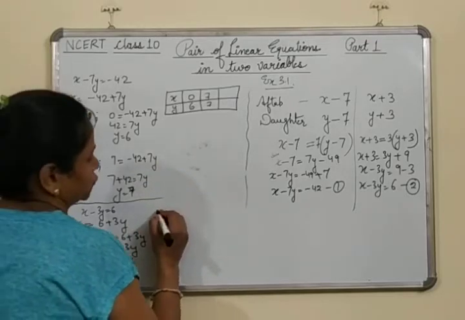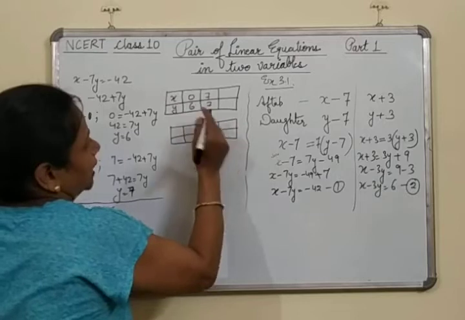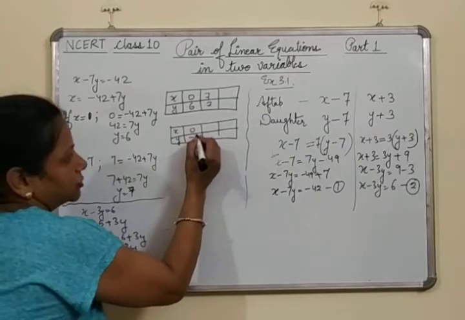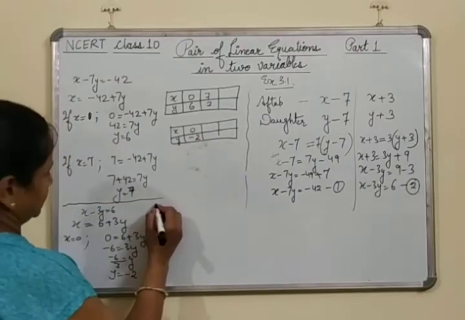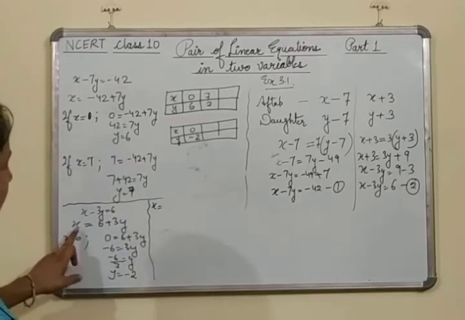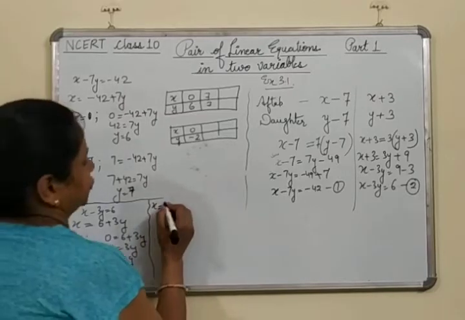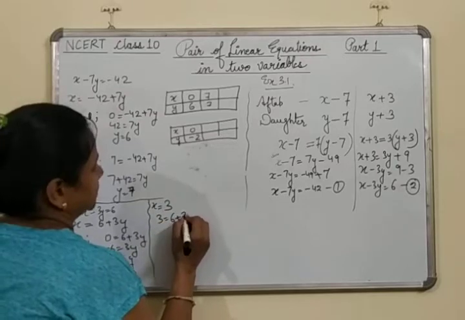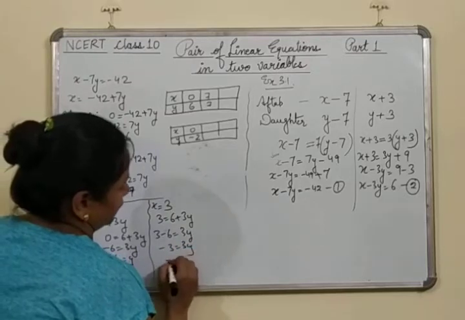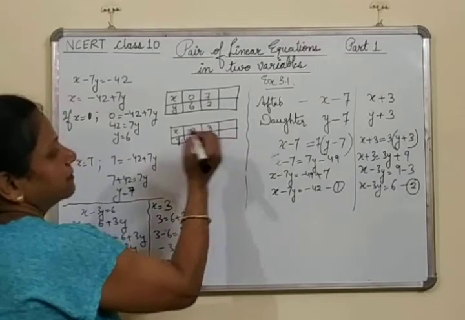In the same way I'll make a box for this also. And at least 3 values you have to take. I have taken 2 values, but you just take 3 values. If I have taken x as 0, I have got y as minus 2. Similarly, if I take x as, just take any multiple of 3 so that you get a proper value. So if I take x as 3, that means 3 is equal to 6 plus 3y, 3 minus 6 is equal to 3y, minus 3 is equal to 3y, or y is equal to minus 1. If I have taken x as 3, I have got y as minus 1.